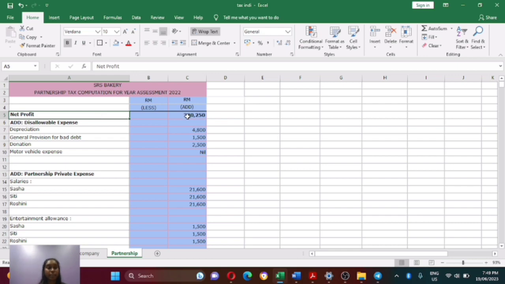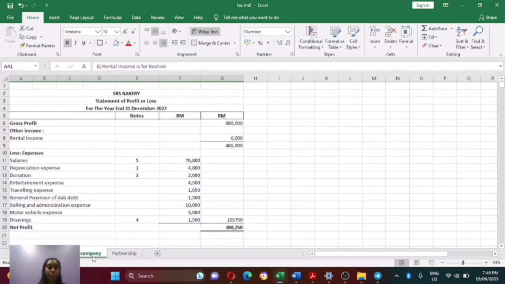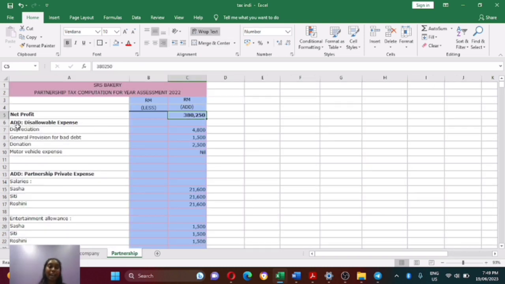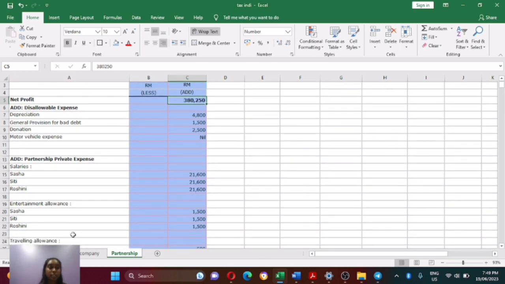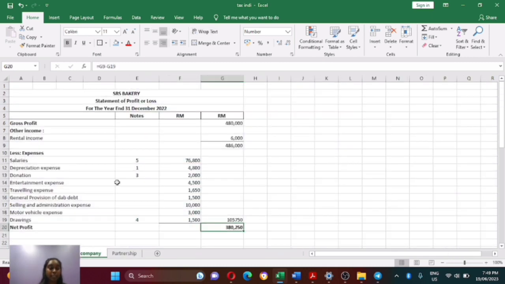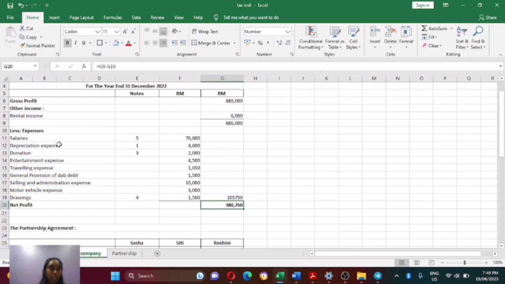Like I said, we have to start with the net profit, and I get the net profit from the statement of profit and loss here. After the net profit, we have to add the disallowable expenses. We can also get the information on the disallowable expenses from the statement of profit and loss, like depreciation expense, donation, general provisions of doubtful debts, and motor vehicle expense.